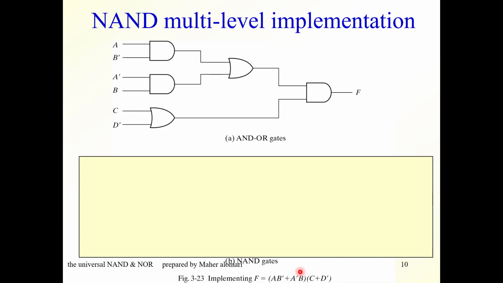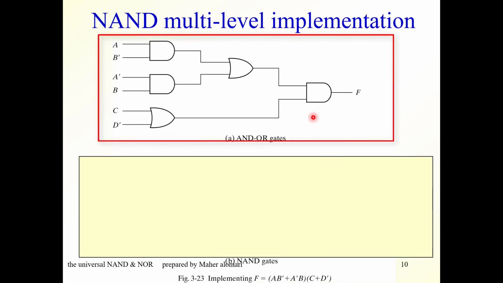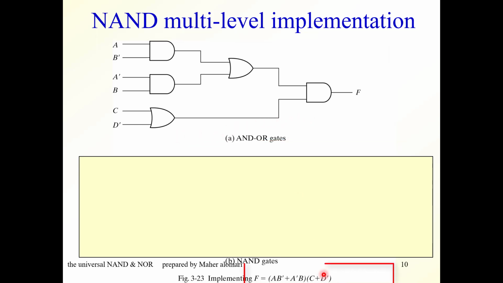Let's take another example. Implement this function using NAND gates only. First, we implement it using AND OR gates. And you can verify for yourself that this is a circuit that represents this function. Now we start from the output side of the circuit to the first OR that we have here. We add here an inverter on this line. And then we add at the other input of the OR gate an inverter. So this is an inverter here. And we add an inverter here, an inverter here, an inverter here, an inverter here.